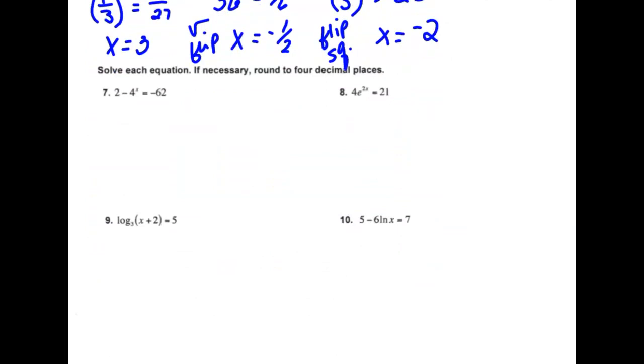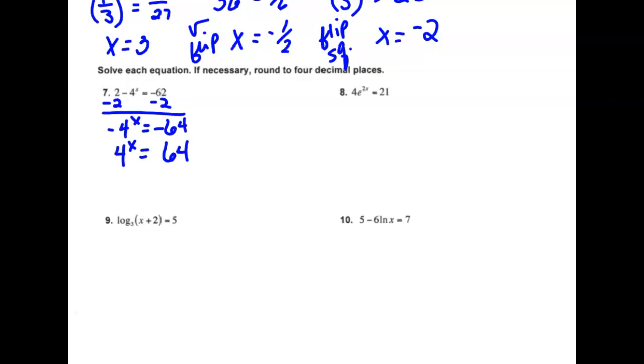All right, for this next chunk, notice it says we are rounding to 4 decimal places, so obviously we will be using a calculator for these pieces. We are solving an exponential equation here. We have 4 to the x power. We need to isolate that. So the first thing I would do is subtract the 2 over. And then I need to divide out that negative. So I have 4 to the x has to be a positive 64.